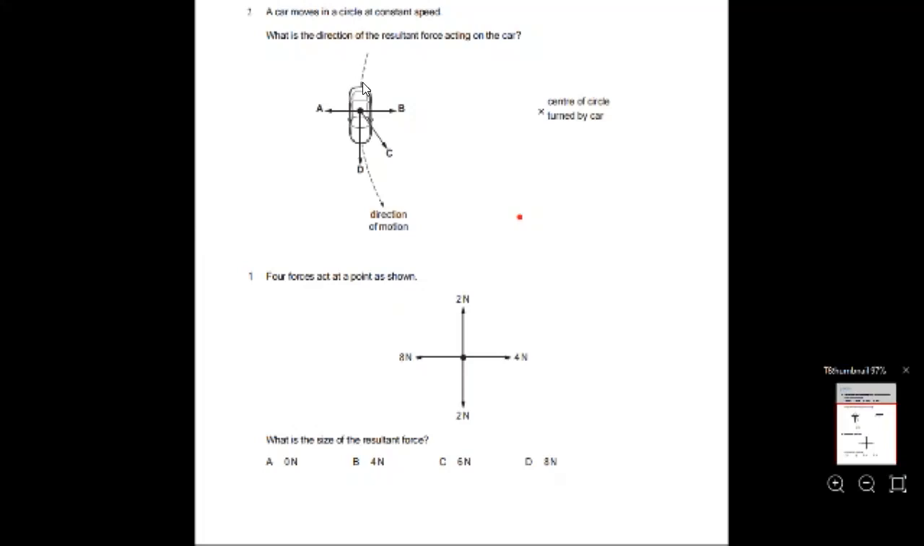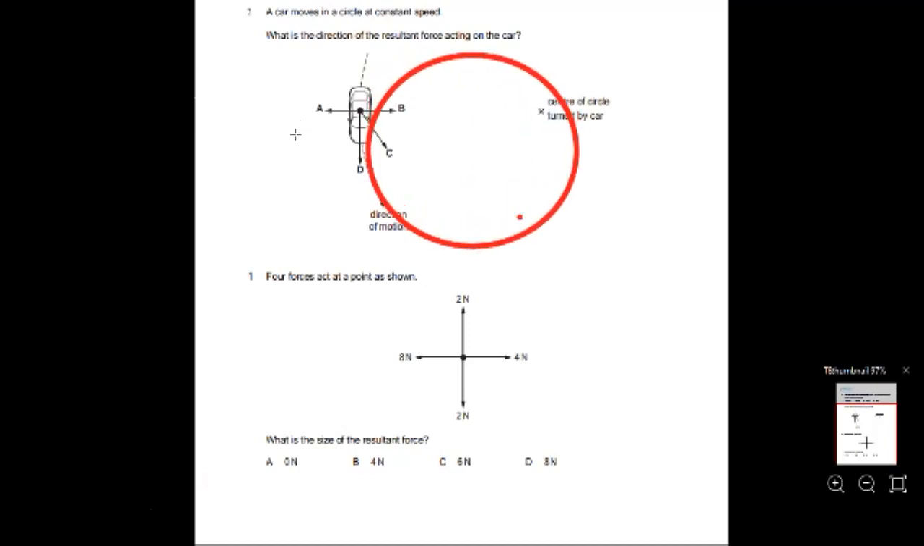In question number 2, it says a car moves in a circle at a constant speed. What is the direction of the resultant force acting on it? So a car is moving along. You can see there is a dotted circle like this. Let me draw a complete circle for it.